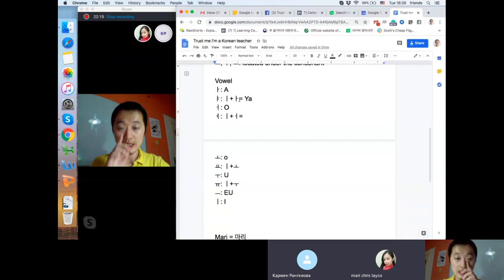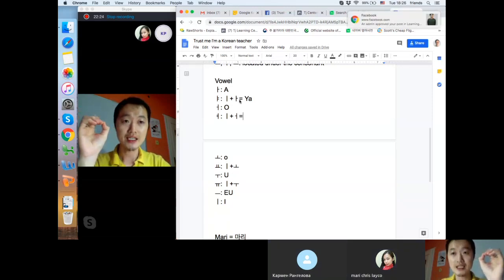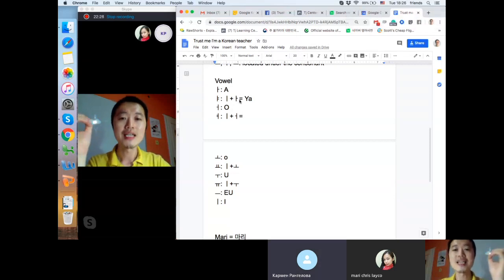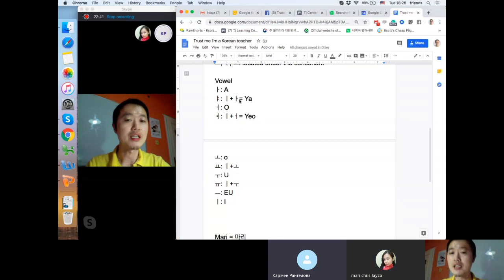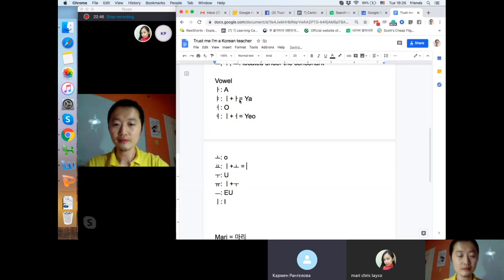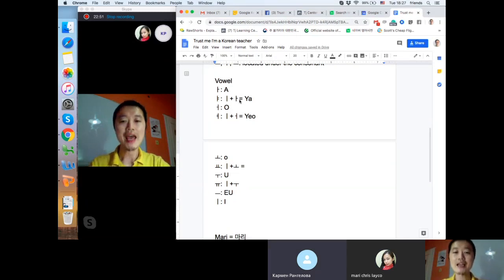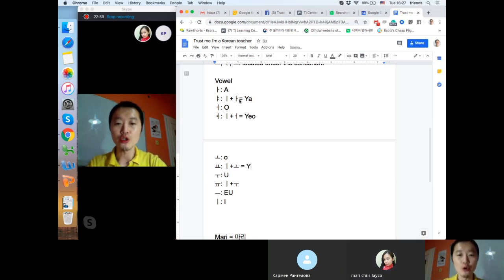And the third one, the fourth one, it has e and a, e, a. So it is ya. There's the sound, ya. And this one, it has e and o, e, o, yo. And the last one, it has e and it looks like u. So e, u, then you. So it is you.